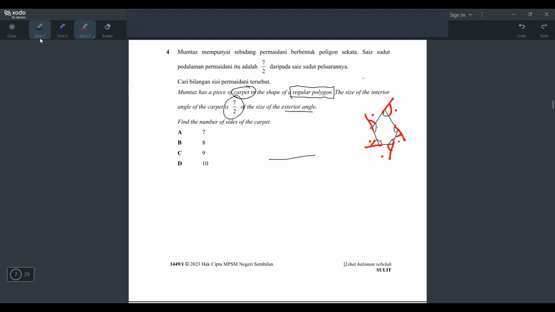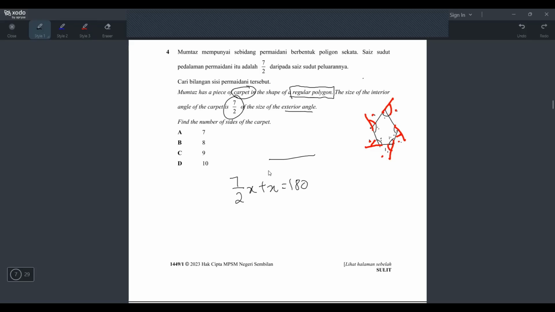Now I want to ask you one question. What happens if you take interior angle plus exterior angle? Interior plus exterior, what will you get when you add interior and exterior together? You will get 180, right? So if they say the size of interior angle is 7/2 of the size of exterior, means what? 7/2x plus x equals 180.